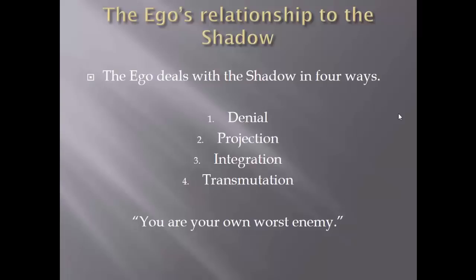The third level is integration. This is the beginning of recognizing that you do these things and integrating it into your consciousness. This is no longer just an unconscious bad habit. Rather, you're recognizing it and consciously making decisions about it. And finally, we have transmutation. This is the stage at which someone integrates these things into themselves and discovers hidden positives that were lurking behind many of these bad habits.